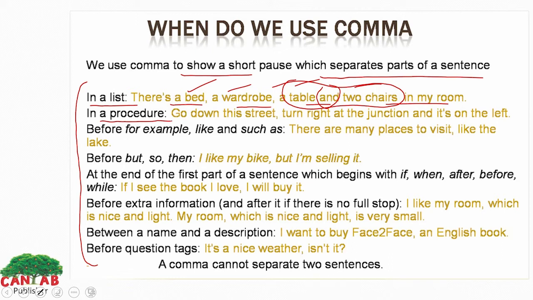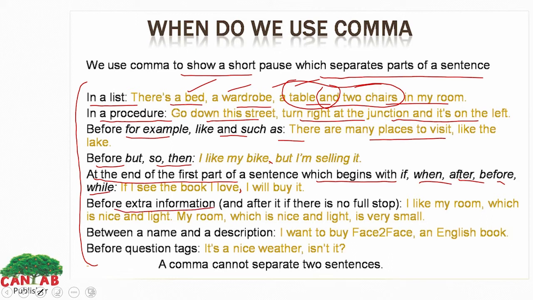When something is in a procedure: go down the street, turn right at the junction, and it's on the left. Before example, like and such as: there are many places to visit, like the lake. Before but, so, then: I like my bike, but I'm selling it. At the end of the first part of a sentence which begins with if, when, after, before, while. When the sentence ends or starts with these words, we use comma. If I see the book I love, I will buy it. Before extra information and after it if there is no full stop: I like my room, which is nice and light.